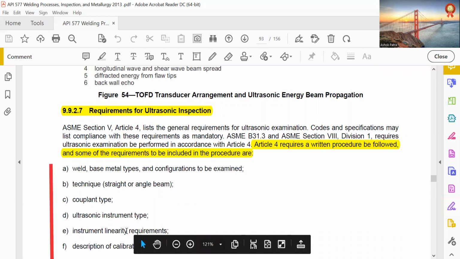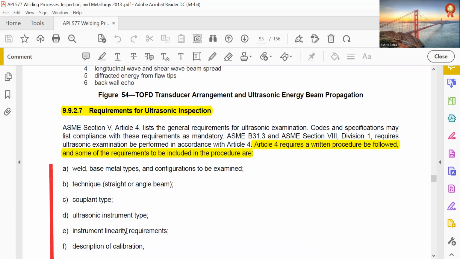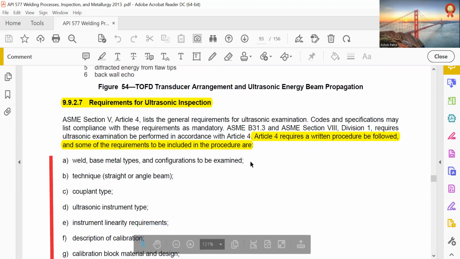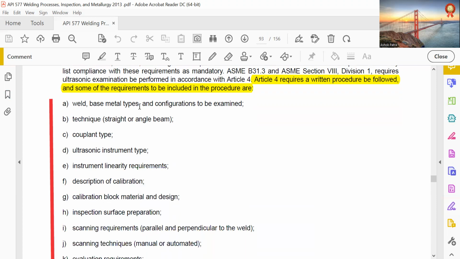Requirements of ultrasonic inspection. Article 4 requires a written procedure to be followed, and some of the requirements to be included in the procedure are weld base metal types, configuration examined, technique, couplant type, ultrasonic instrument type.